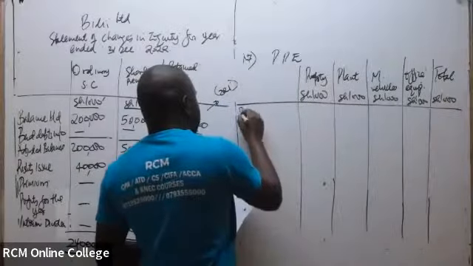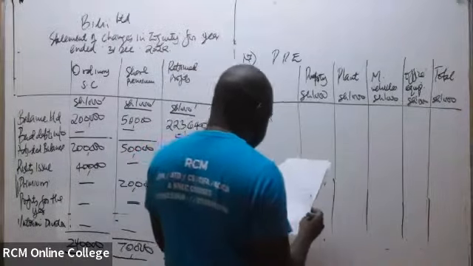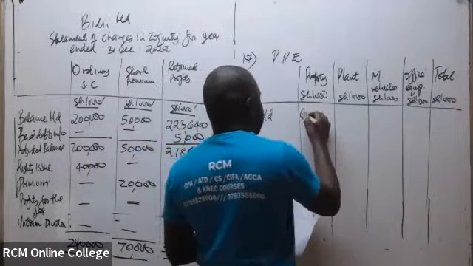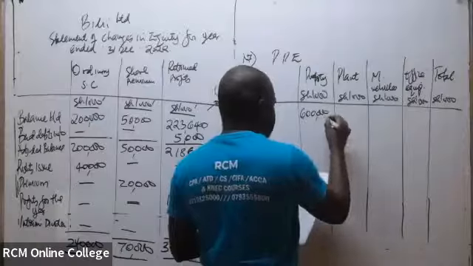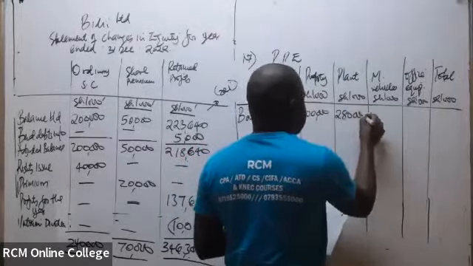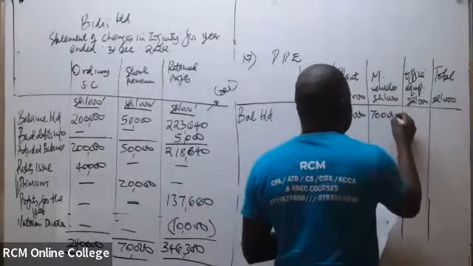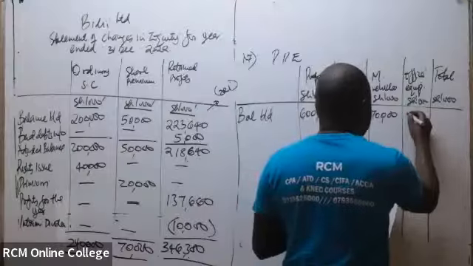So the balances brought down, the ones you have actually been given there, it is actually 600 million. This one is 280 million. This one is 70 million. This one is 40 million.